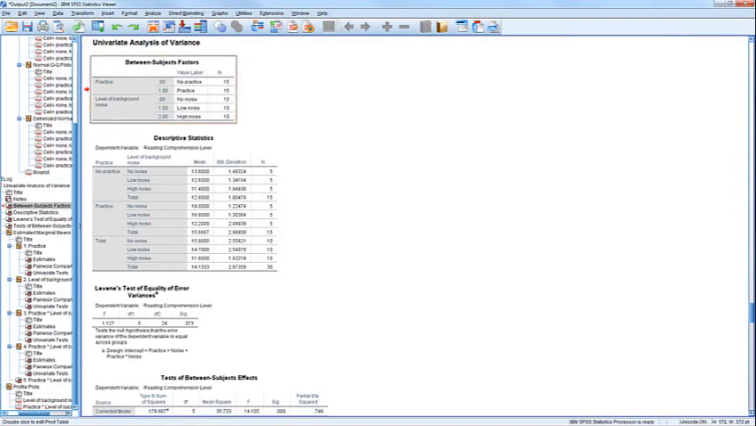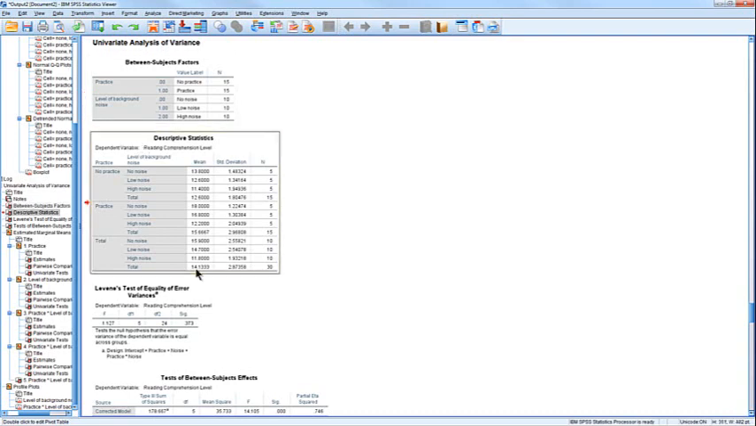tables. So we've got a between subjects factors table that tells us how many observations there were at each level of each independent variable. Remember, we've got 30 participants total. Half of them had practice, so 15 of them had some practice, 15 of them had no practice, and then there were a total of 10 participants who took the reading comprehension test with no background noise, 10 with some background noise, and 10 with high background noise. And of course, those were split 5 who had no practice and 5 who had some practice.